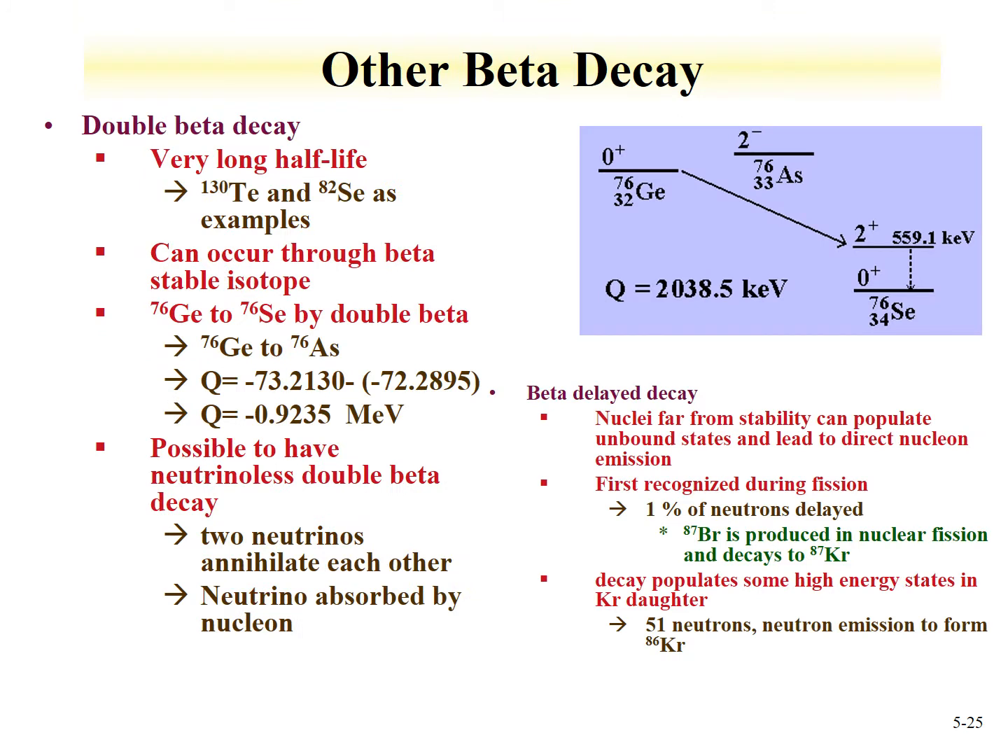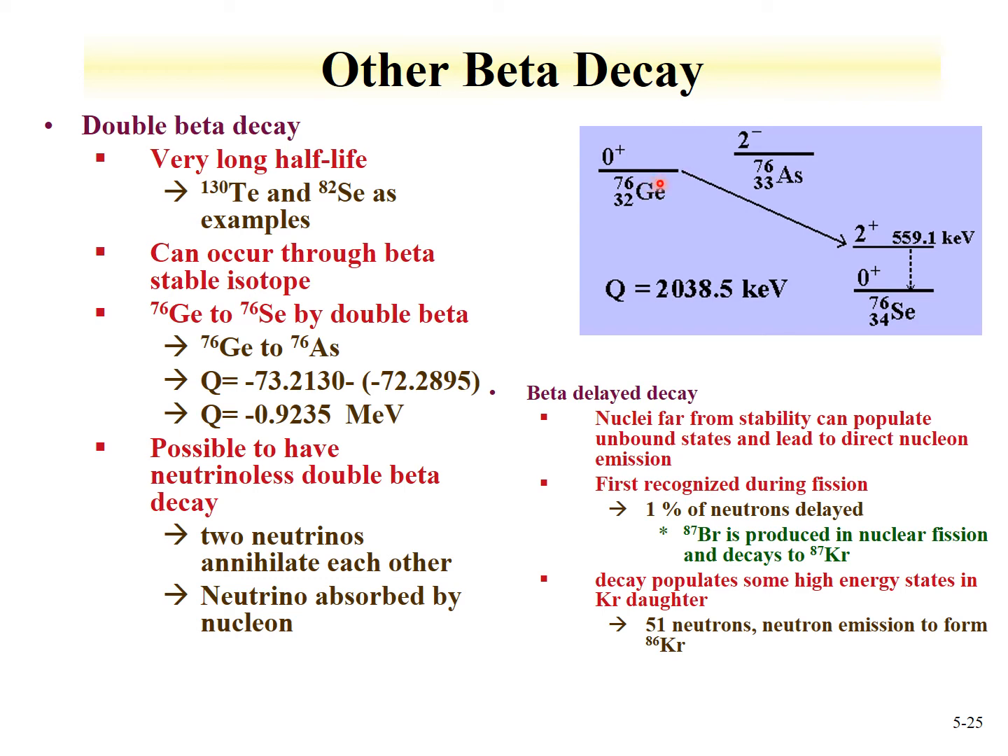In closing out beta decay, we'll add one more beta decay method, the double beta decay. In this case, an isotope will emit two beta particles simultaneously during its decay. These tend to have very long half-lives. Examples are listed here: tellurium-130, selenium-82, germanium-76, and molybdenum-100 also goes through this route. And that's what's seen here.